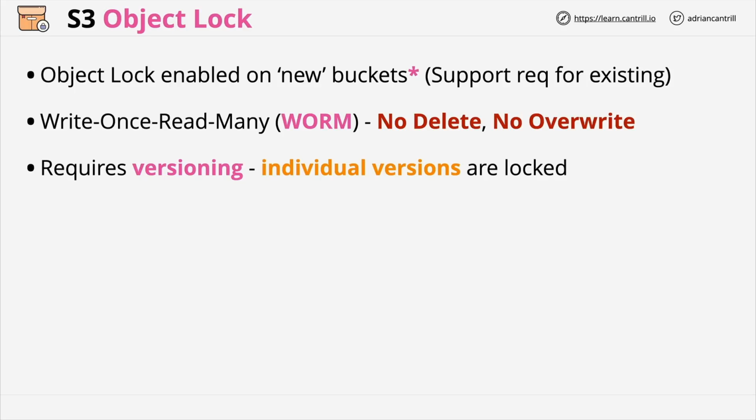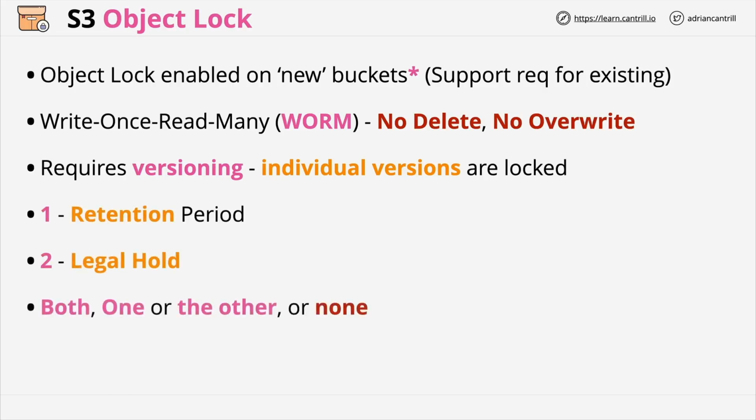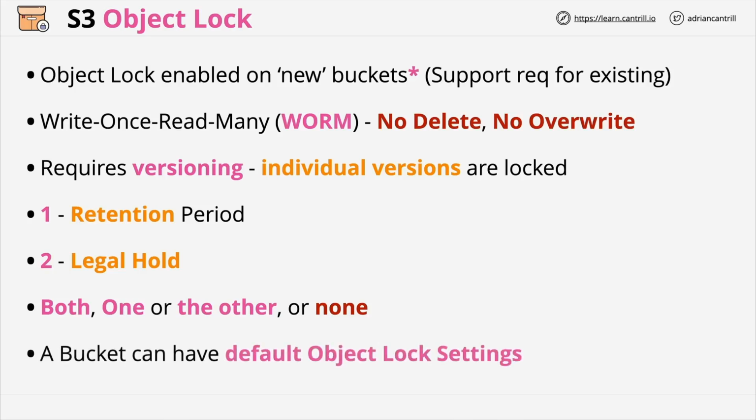Now when we talk about object lock, there are actually two ways it manages object retention: retention periods and legal holds. An object version can have both of these, one or the other, or none of them, and it's really important for the exam and for the real world to think of these as two different things. So S3 object lock retention and S3 object lock legal hold. Now just like with bucket default encryption settings, these can be defined on individual object versions, or you can define bucket defaults for all of the object lock features.